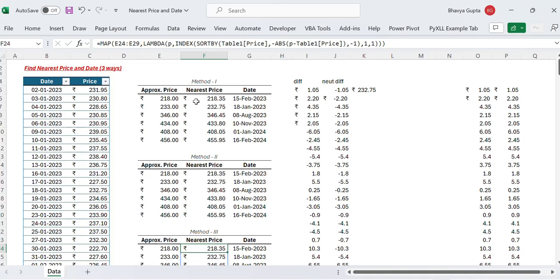So we have the results from all three approaches here, and that is it for this video. I hope you like all three approaches and all the logics and functions that we have discussed.